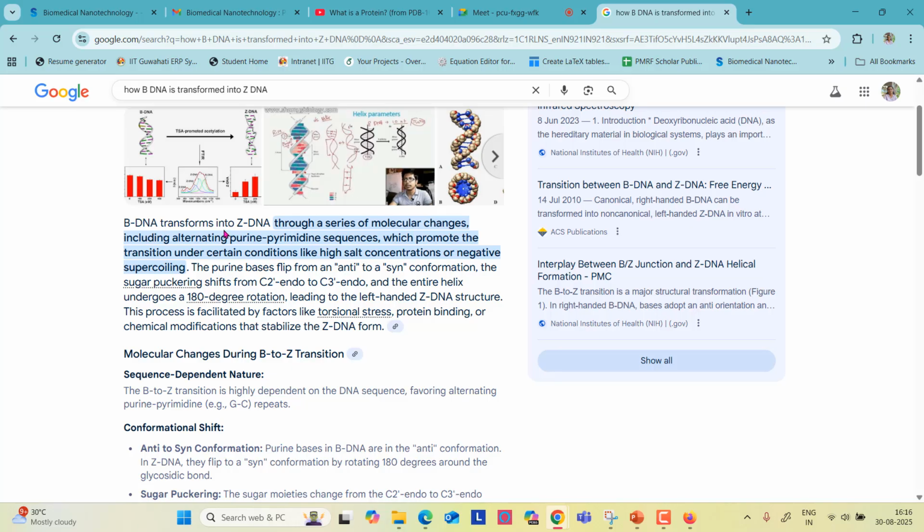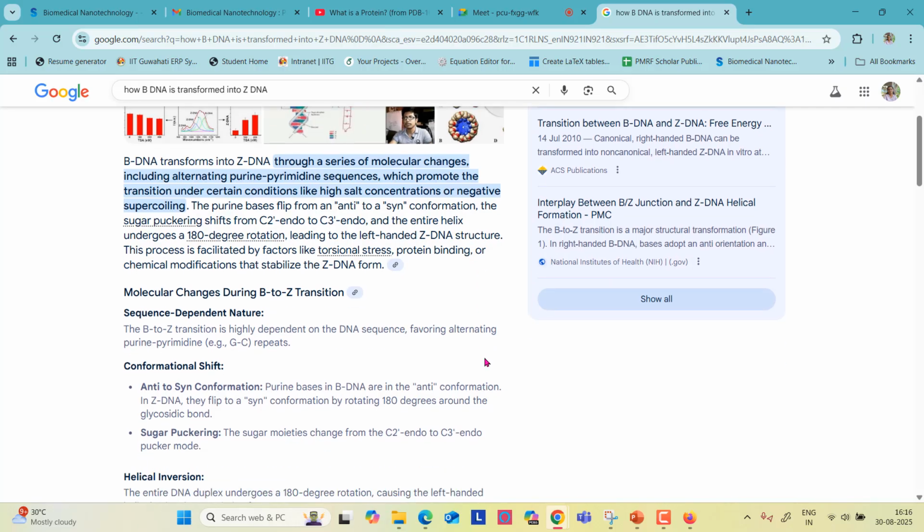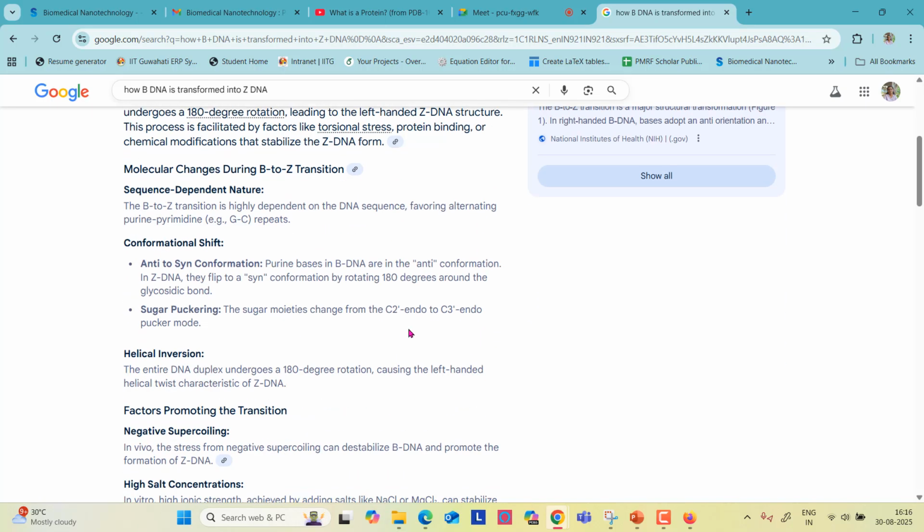B-DNA transforms into Z-DNA through a series of molecular changes, including alternating purine-pyrimidine sequences, which promote the transition under certain conditions like high salt concentrations or negative supercoiling. Okay, then on the DNA sequence. So does helicase not get used for changing the DNA sequence?